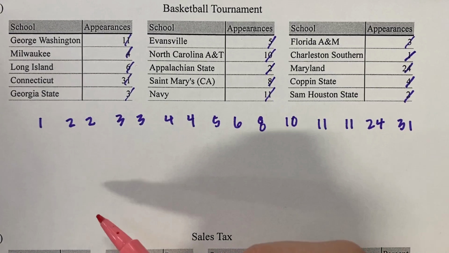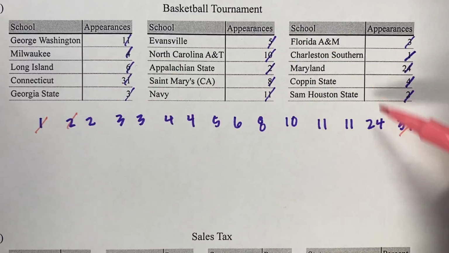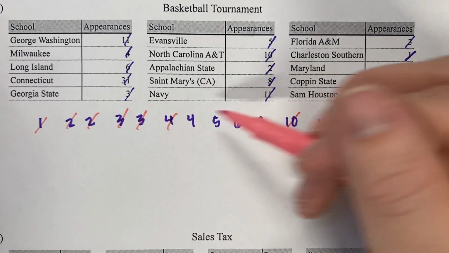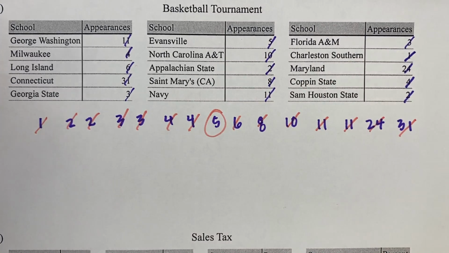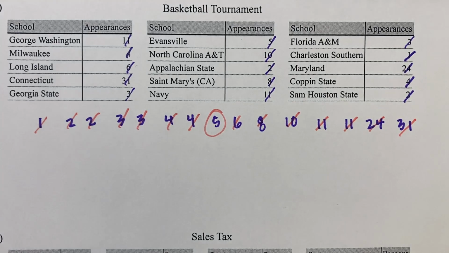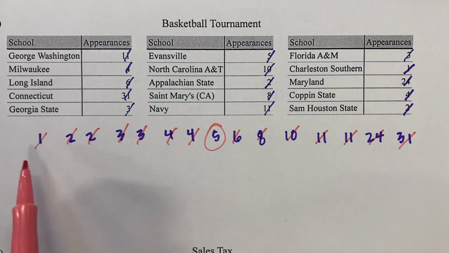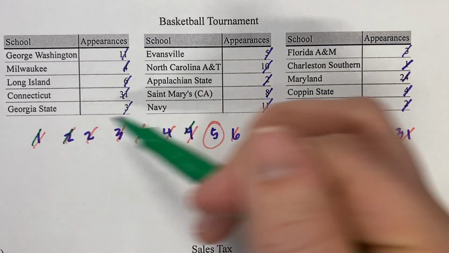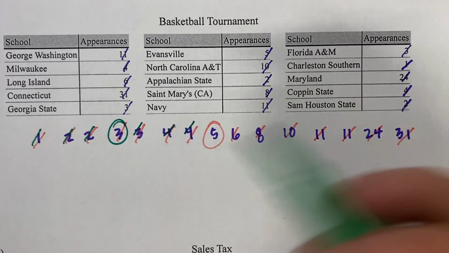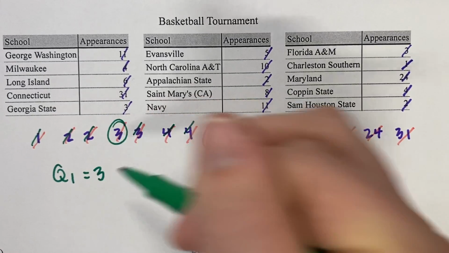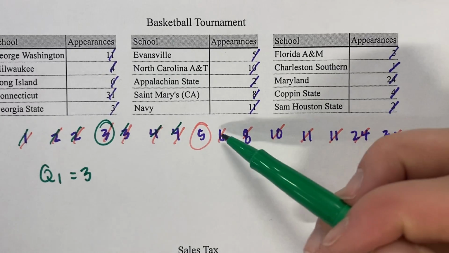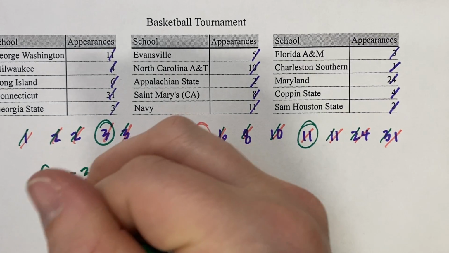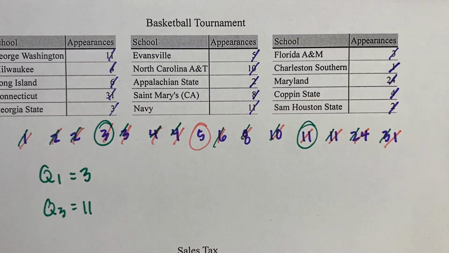So let's go ahead and find our median first. 1, 2, 2, 3, 3, 4, 4, 5, 5, 6, 6, 7, 7. So our median is that 5 right in the middle. Then we want to find our lower quartile, the median of our first half. 1, 1, 2, 2, 3, 3. So our lower quartile is 3. Same thing for our upper quartile. 1, 1, 2, 3, 3. And our upper quartile is 11.